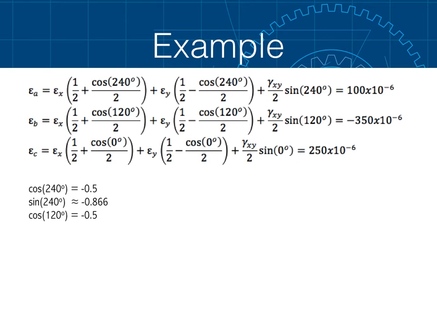Cosine 120, when inputted into the calculator, gives us negative 0.5. Sine 120, when inputted in the calculator, gives us approximately 0.866. Now, for strain gauge C. Cosine 0, as we know, is just 1, and sine of 0 is just 0. With these trigonometric values, we can now simplify even further the above equation.